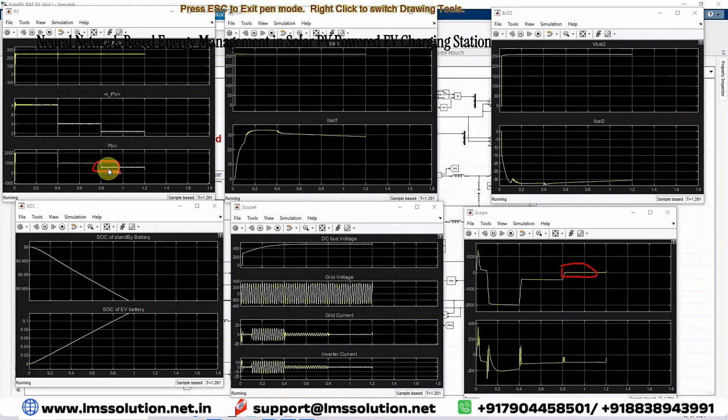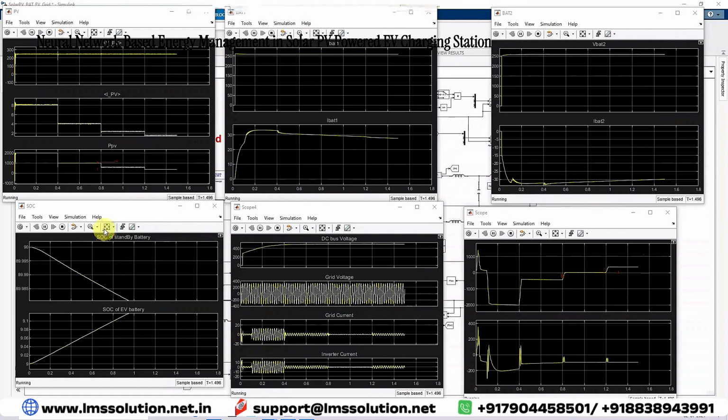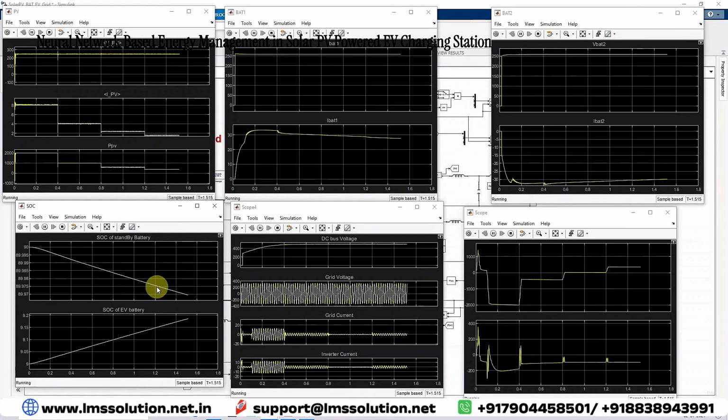For the change in irradiation condition, we check the results now. Now you can see that the PV power comes to less than around 200 watts. So the grid now supplies power to the DC bus. Here you can see that the grid power goes positive, which means we are taking power from the grid. The standby battery is still supplying, and the EV battery is still in charging mode.